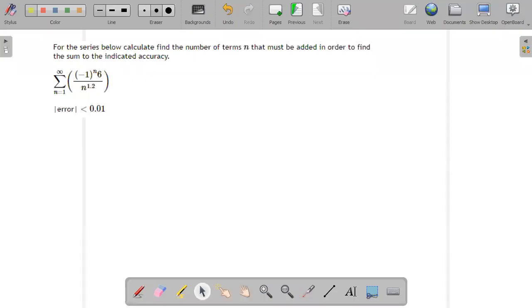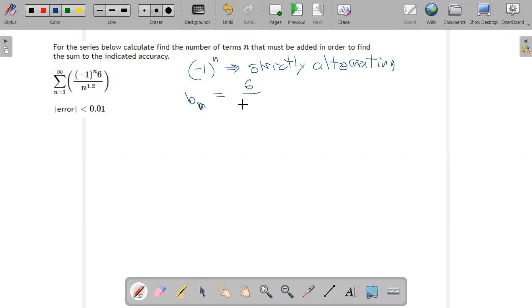Okay, is this an alternating series? So we have a (-1)^n. That's strictly alternating. What we call the bn's, so that's everything but the negative part. So bn is in this case 6 over n to the 1.2. Those are greater than 0.